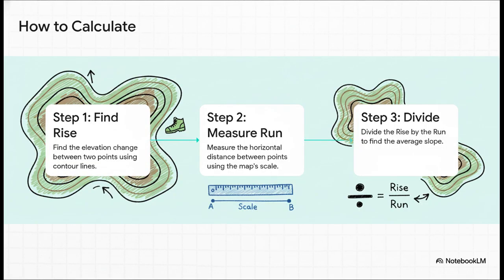First, you count up your elevation change using the contour lines. That's your rise. Second, you use the map's scale bar to measure the real-world distance between your 2 points. That's the run. And third, you just divide the rise by the run. That's it. You've just translated those squiggly lines into a real number that tells you how steep that hill is.